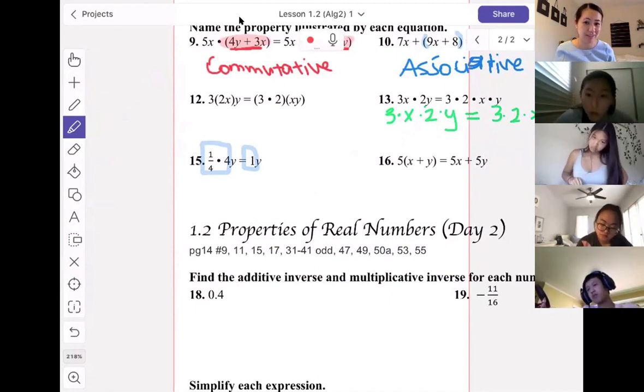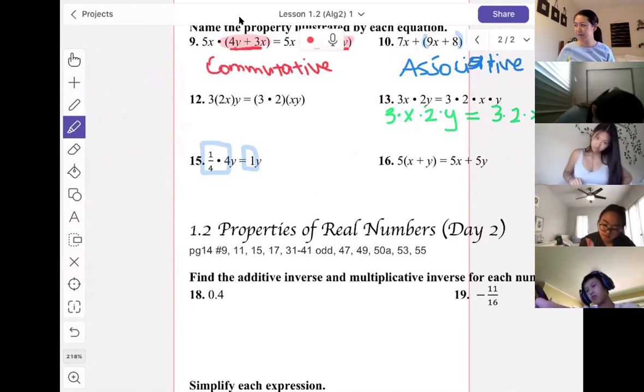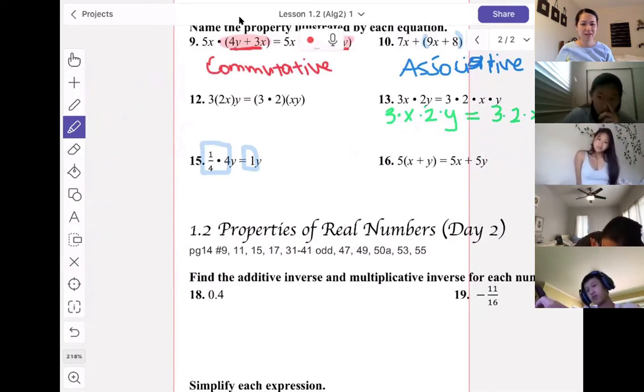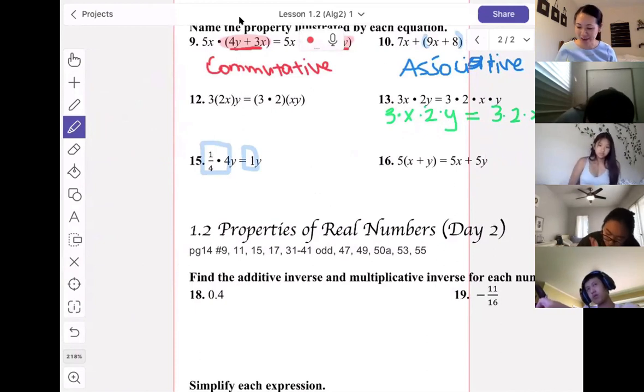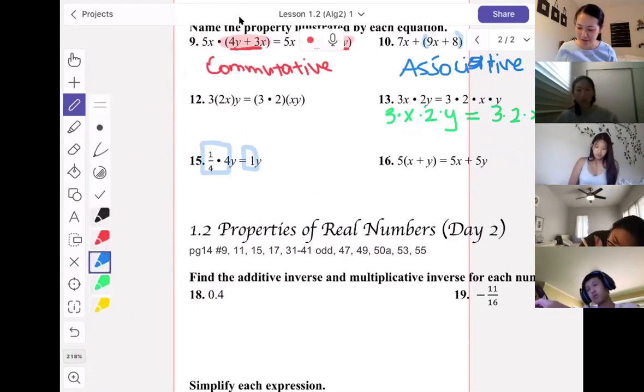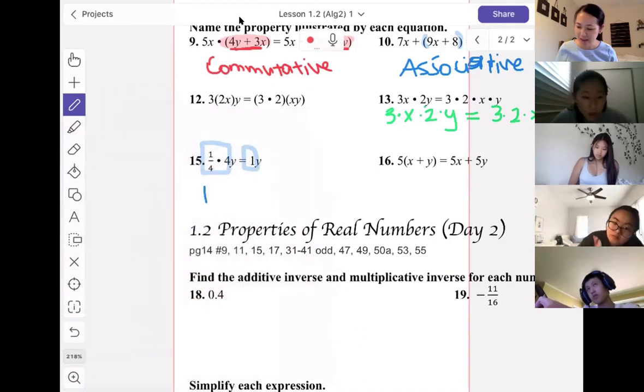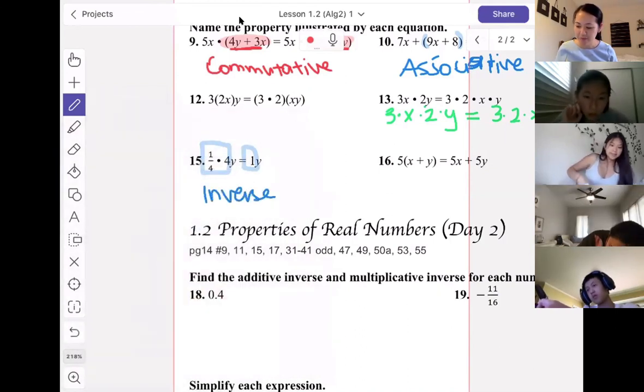Gio, I'm still just gonna stay on you. What property do you think, Gio, does that look like? Inverse. That is correct. Yes, good job. All right, so that is inverse. So yeah, highlight the problem if that helps on what looks different, okay?